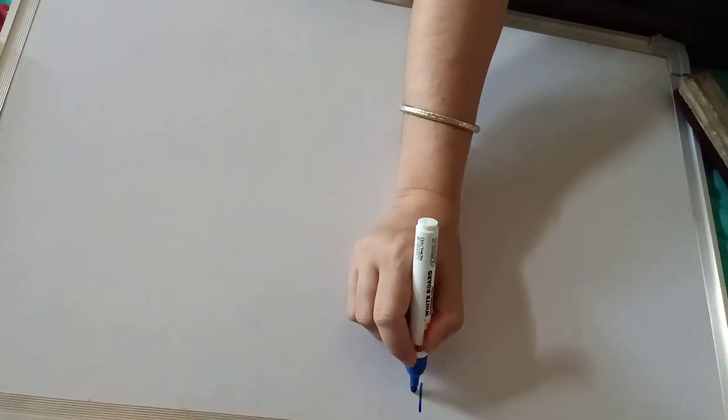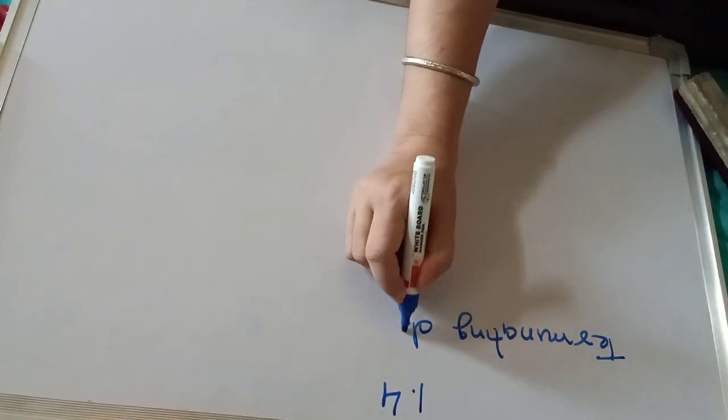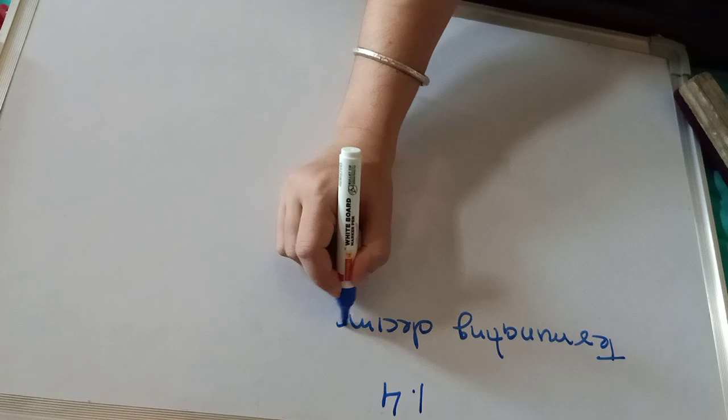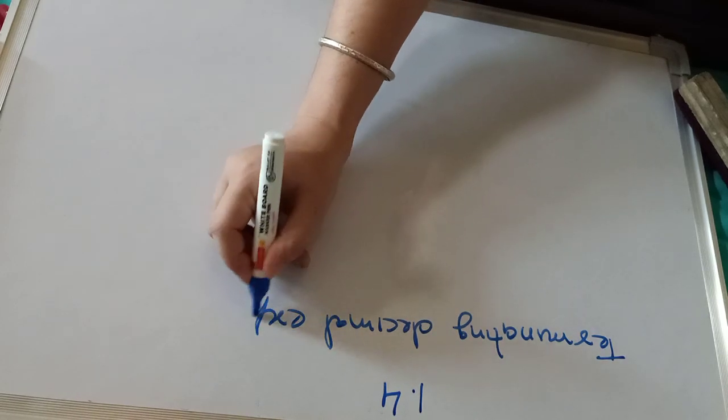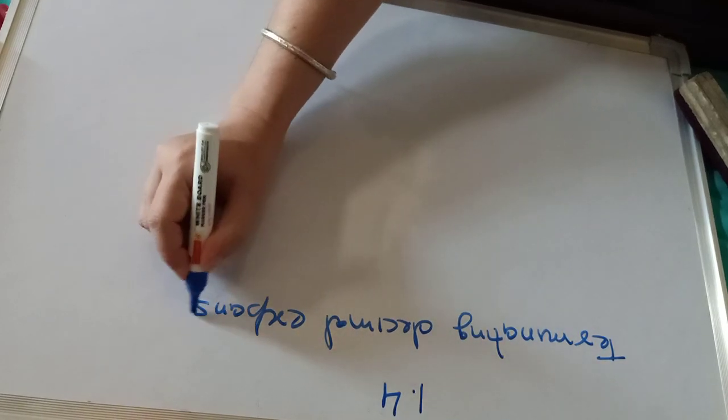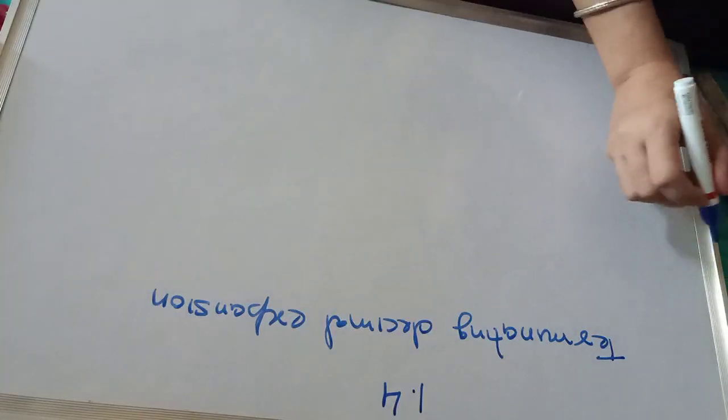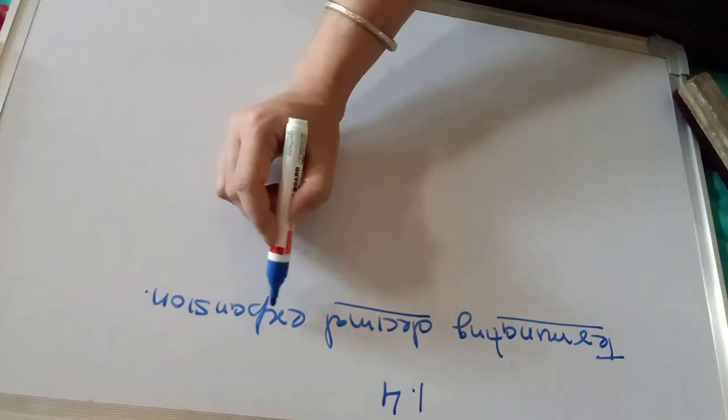Hello students, today we will start with exercise 1.4. Before starting with exercise 1.4, let us have a basic concept, that is terminating decimal expansion. What does terminating decimal expansion mean? We check whether a rational number has a terminating decimal expansion or not.